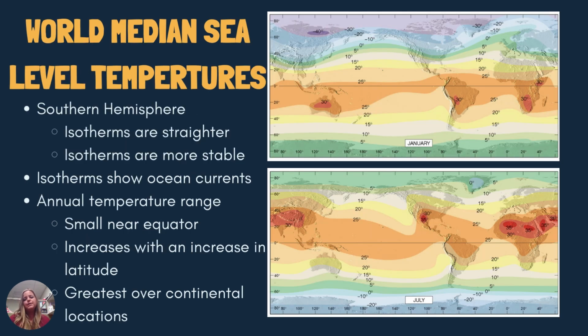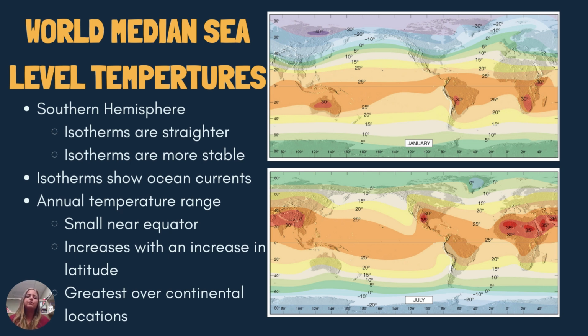So scientists put together sea level temperatures in these maps. These are isotherms, so the lines that are running horizontally across the map are what we call isotherms, and they are just lines that connect areas of equal temperature. So it's kind of like a topographic map, but it's looking at temperature instead of elevation.